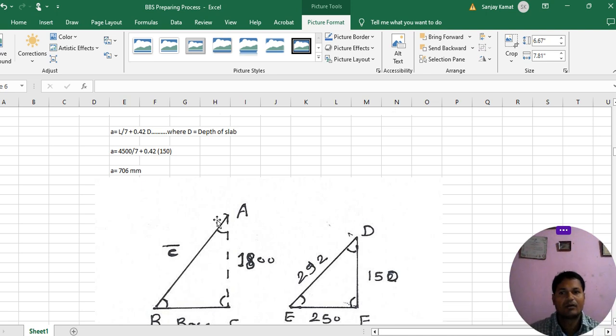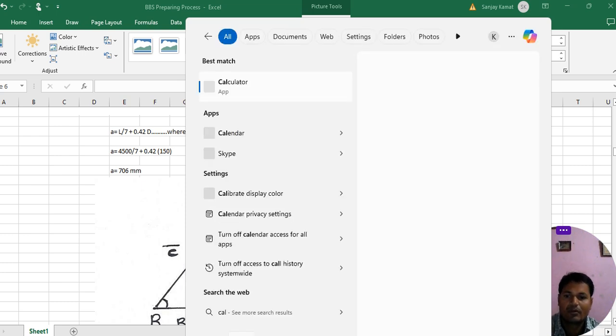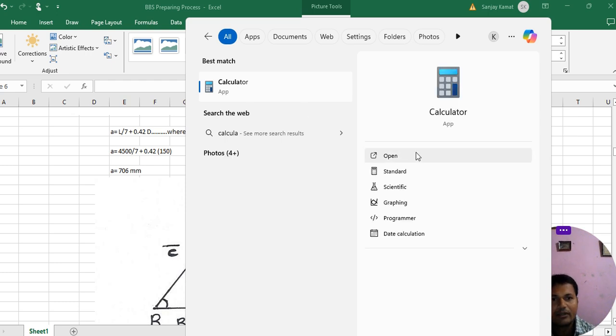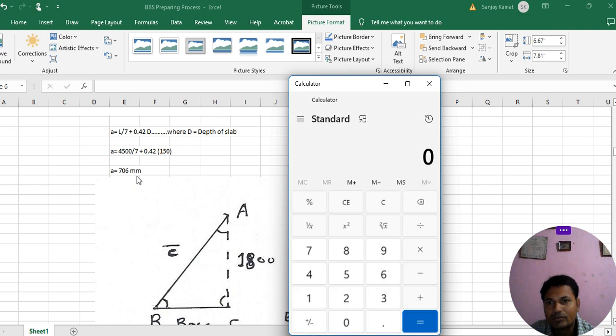Now we can use the calculator. Once I will show you in the calculator how to use. My net is somehow slow, that's why it is not working properly. Now we are going to calculate this formula, how this a is equal to 706 mm.